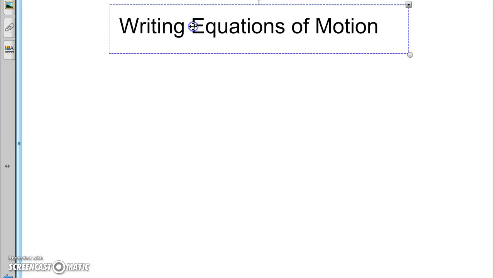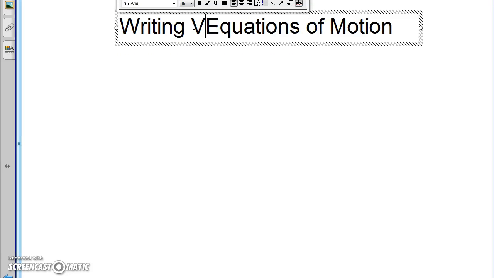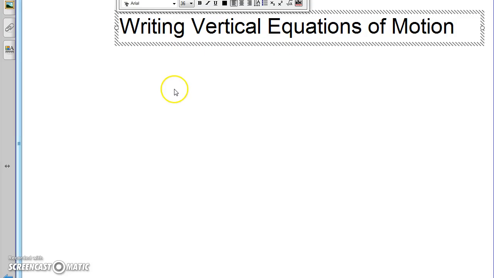Hello. In this video we're going to be looking at writing equations of motion, writing vertical equations of motion. This is a very important concept with where we're going. Again, let's look at the idea behind what we're doing.